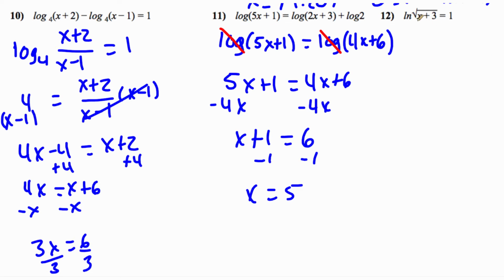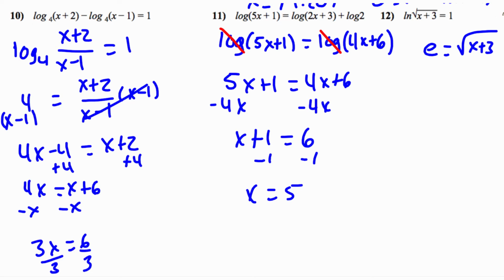Taking a look at number 12, we've got the natural log of the square root of x plus 3 equals 1. First thing I'm going to do is rewrite this in exponential form. Remember, natural logs are base e, so this is going to be e to the first power equals the square root of x plus 3. Again, just like we had earlier, a first power we don't really need to write in there, so I'm just going to turn that into a plain e.